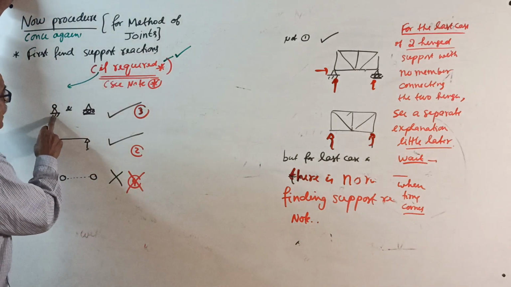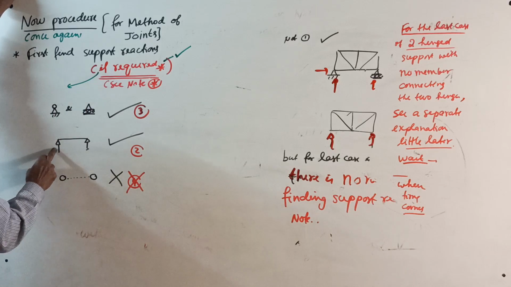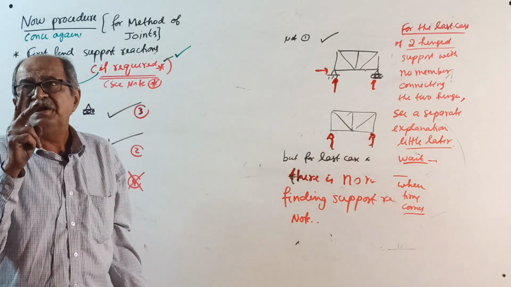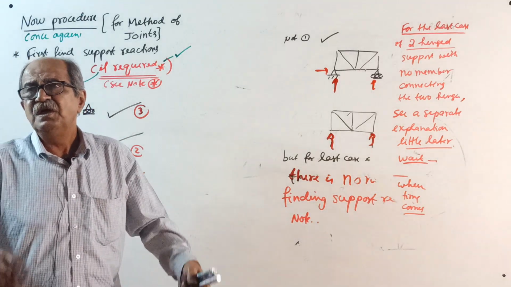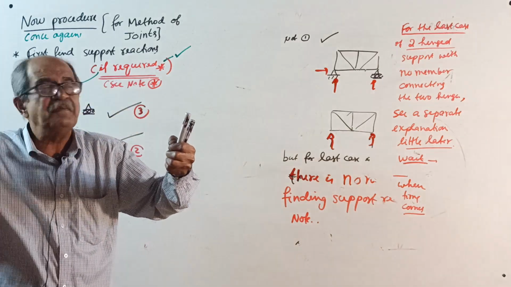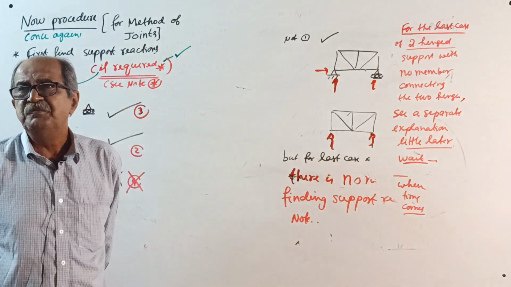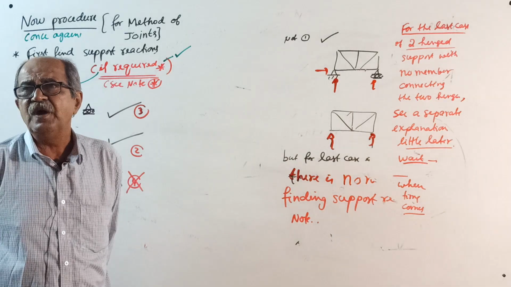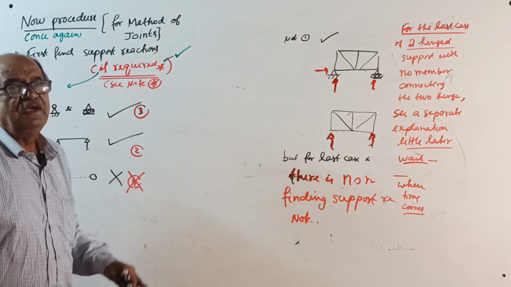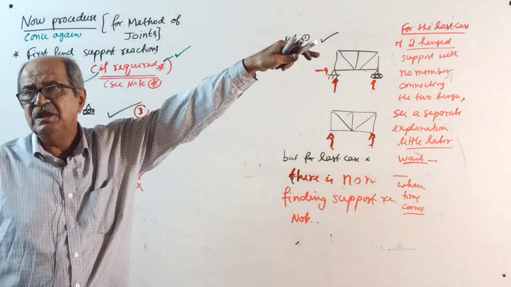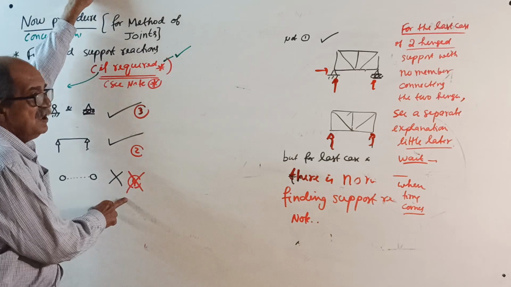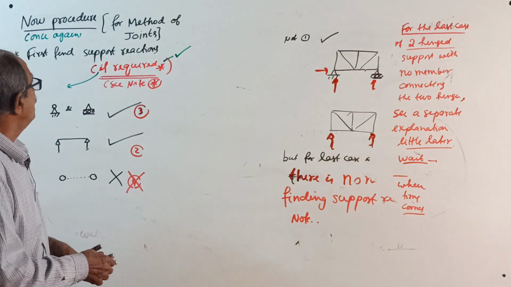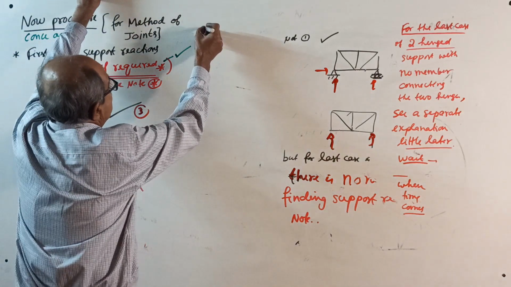So, one hinge, one roller or two simple supports: reactions are required. But two hinged supports or pinned supports without a member connecting them, that is, the connecting member in between should not be there, support reactions are not required. Right here, what to do, he will tell later, when I start that question. Okay, now write that down. Next step.